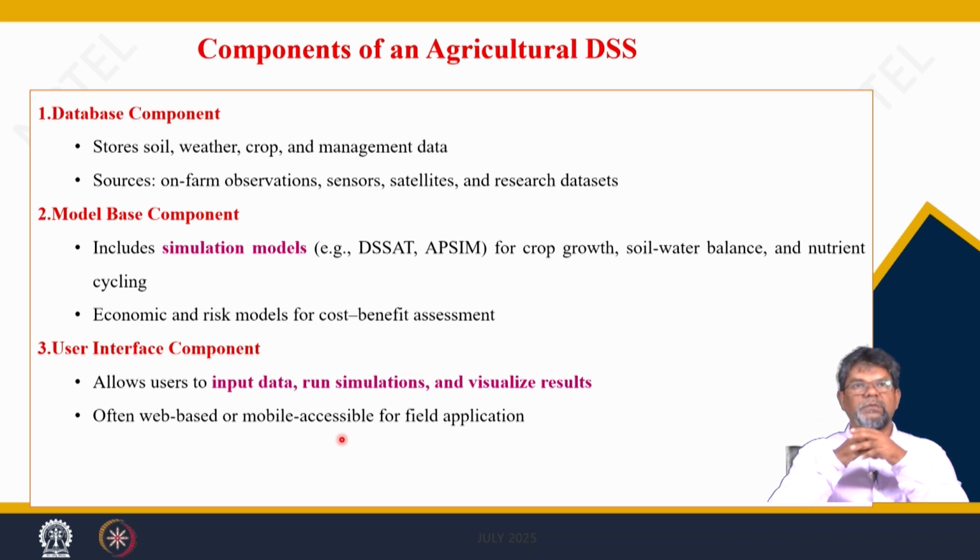Database components: we have to give the proper inputs like the soil, weather, crop and management data sets. We are discussing four files: the soil file, weather file, management file, and also the crop genotype, the fixed one, since a particular crop has a genetic potential. The sources can be farm observations, sensors, satellites, and research data sets, where we can keep the information.